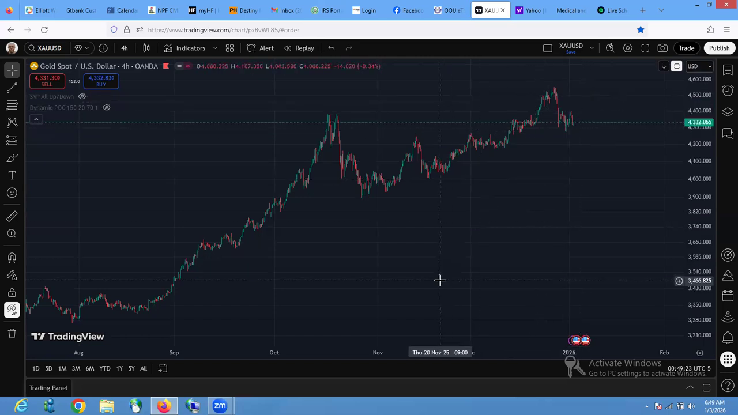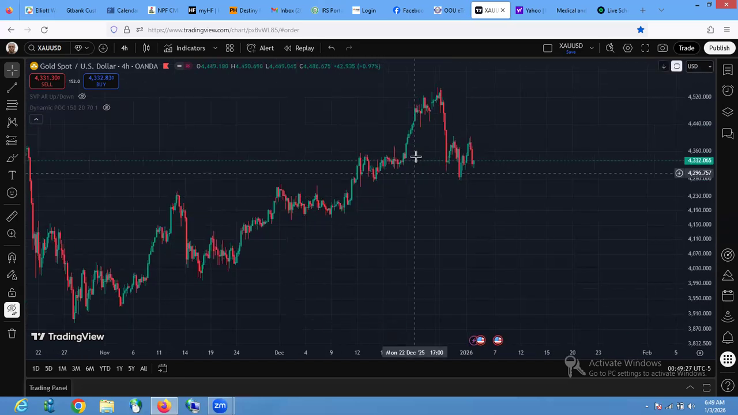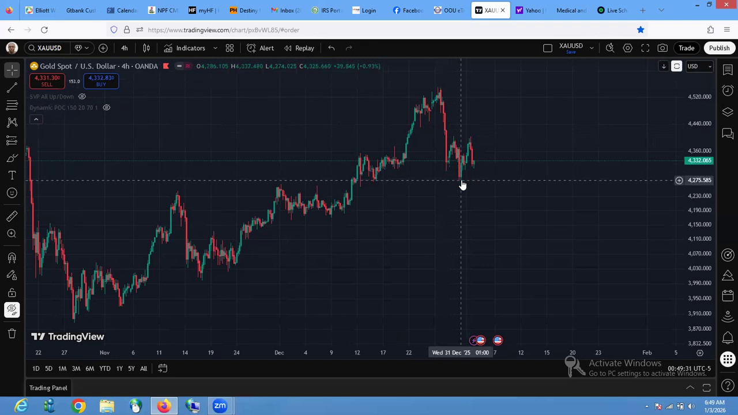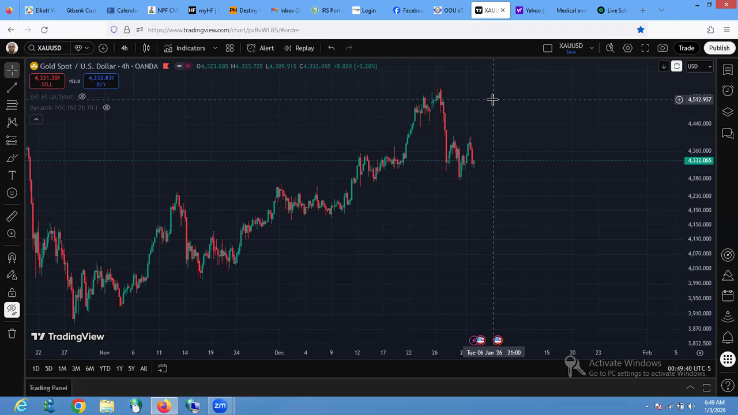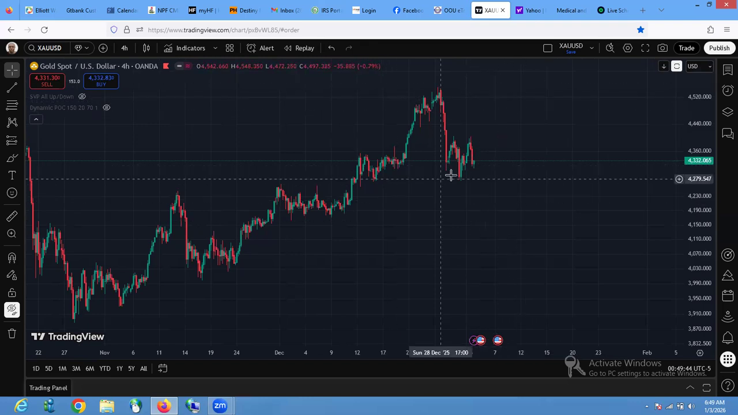Now, what this may be is an A, B, C, which has finished its movement in that place. And this may just be the first wave and the second wave, the third wave to come, the fourth wave, the fifth wave, then for us to turn to the downside.